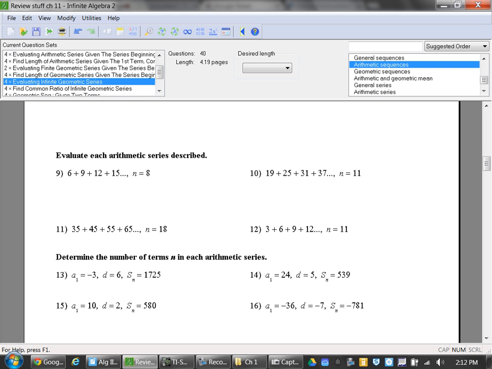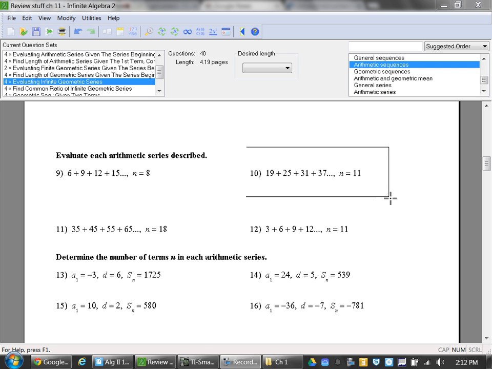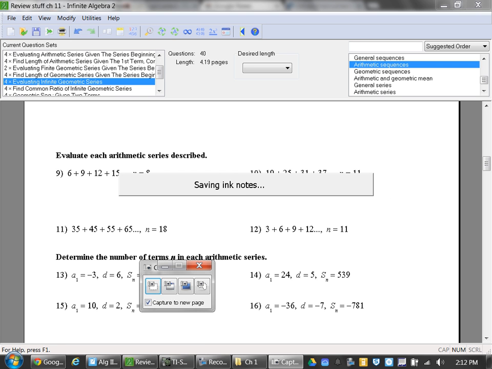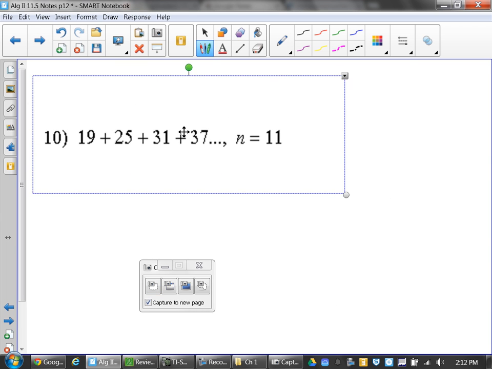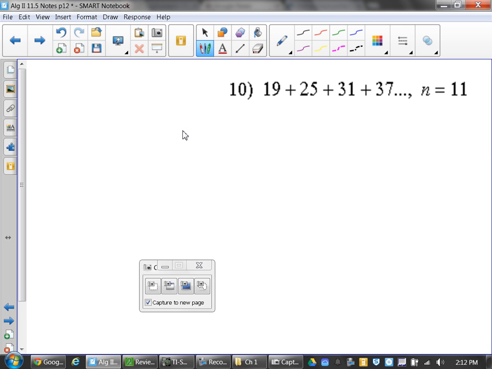I'm going to go right ahead to number 10. Number 10 says evaluate each arithmetic series described. Basically, this is asking you to do the following. What is the sum of 11 of them? That is asking you what is the sum of 11. You're going to talk about the sum of an arithmetic series because it told you it was arithmetic.